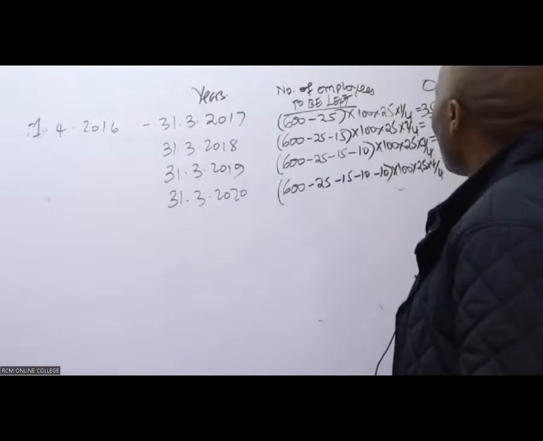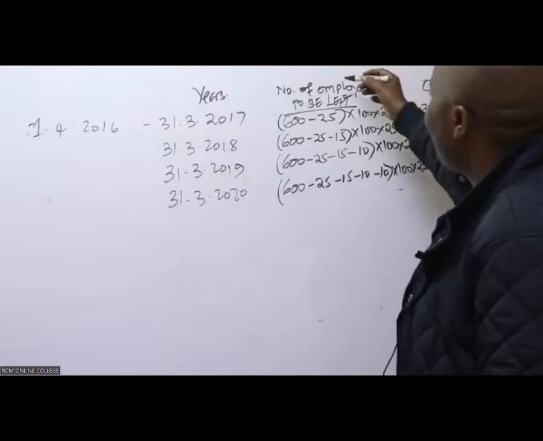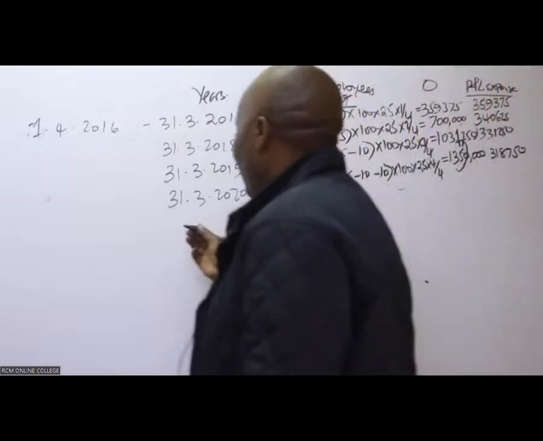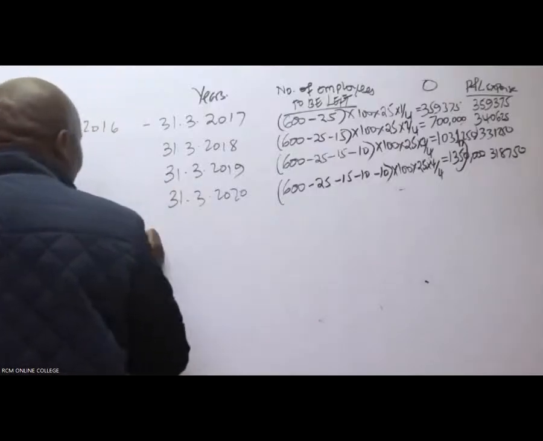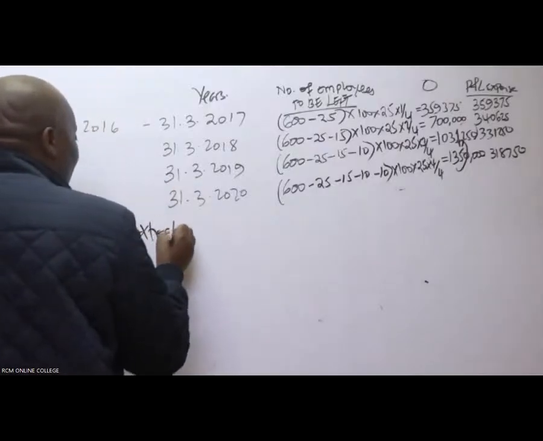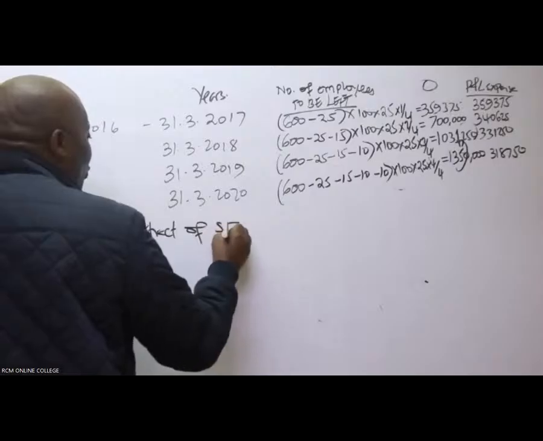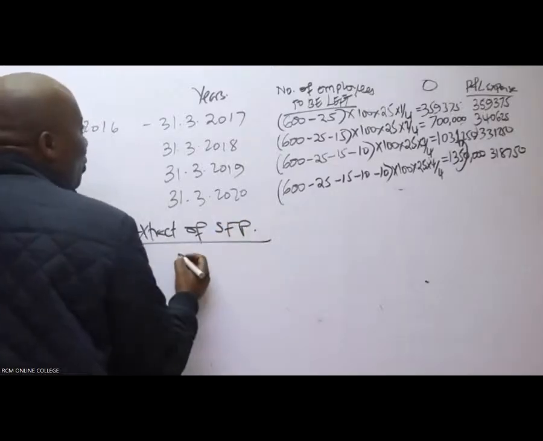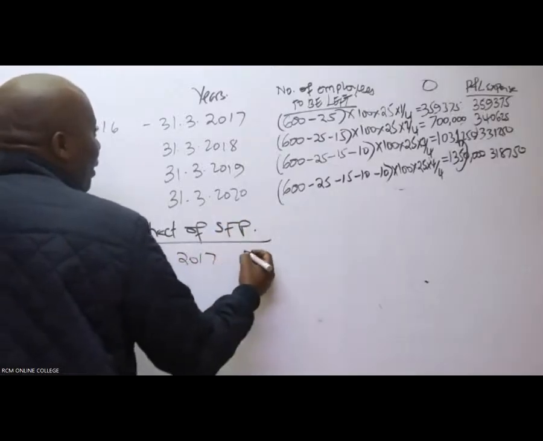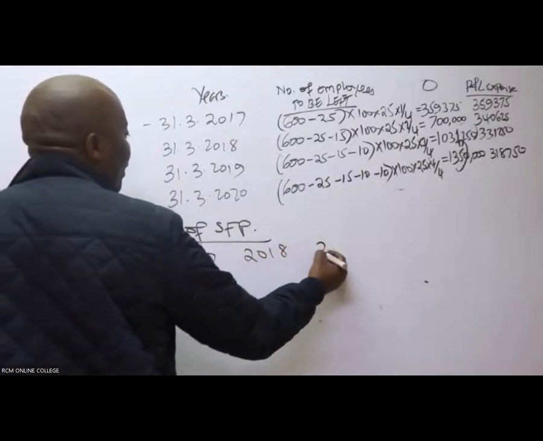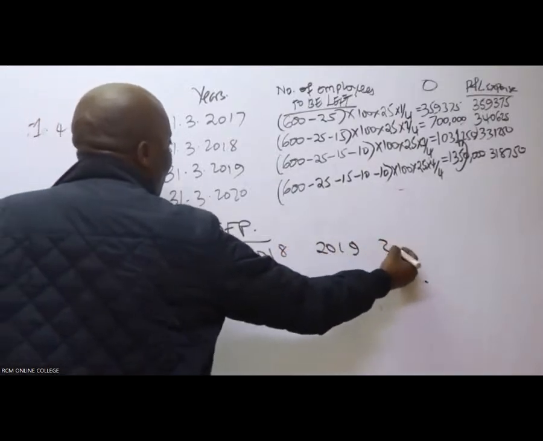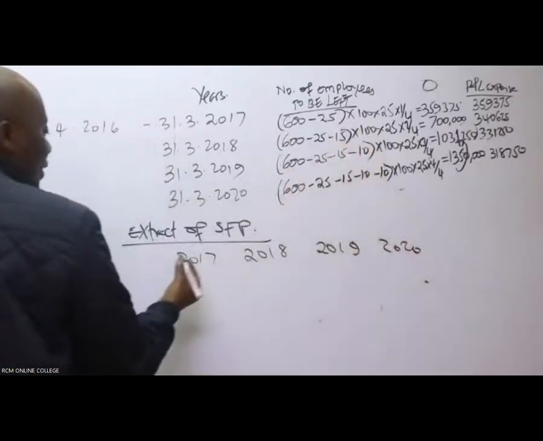statement of financial position, P and L. So these are basically the... I can even come and write for them if I have time, although I don't like writing like that. Extract of what year statement of financial position. So we have the year 2017, we have 2018, 2019, 2020. So simply copy the figures the way they are given there.